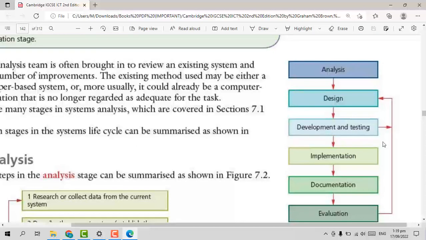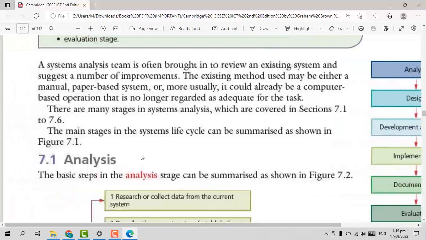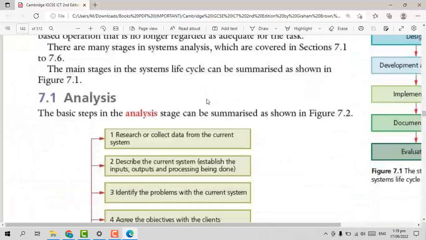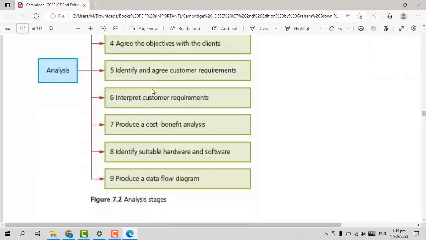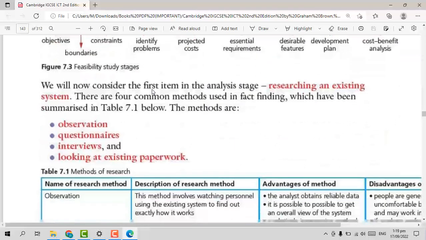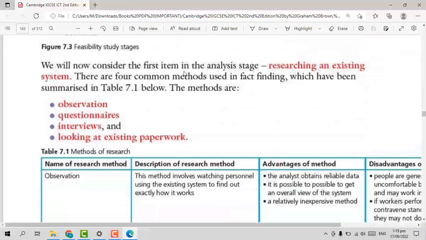And now we know what a system analyst is, who a system analyst is, and what we do while analyzing the current system, right? We analyze the current system in order to find out what is wrong with that system and how we can improve it. A system analyst uses 4 tools to analyze and find out what's wrong with the current system: observation, questionnaires, interviews, and looking at existing paperwork. We also went through all the advantages and disadvantages of those 4 methods.